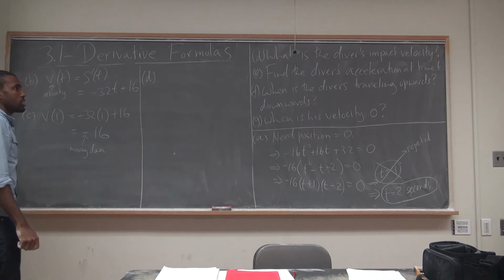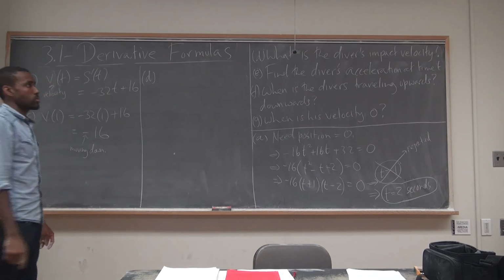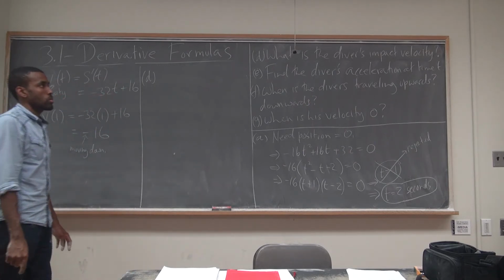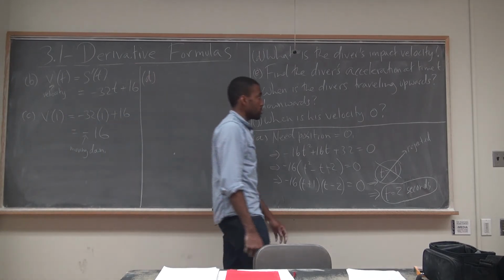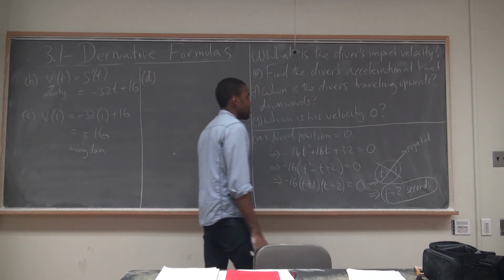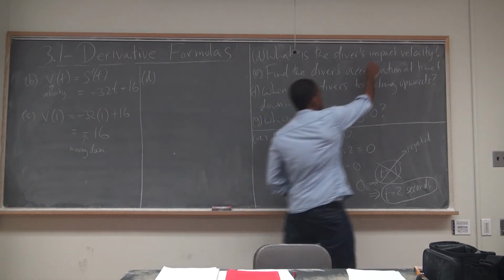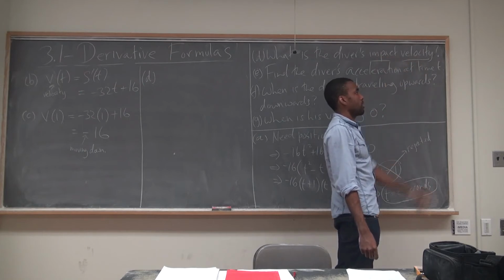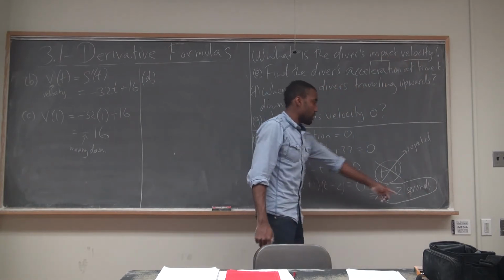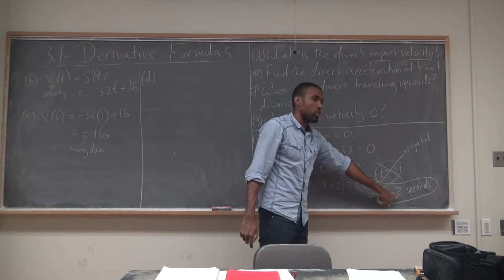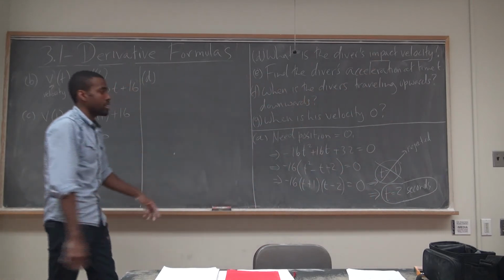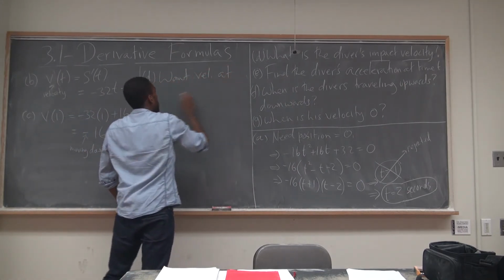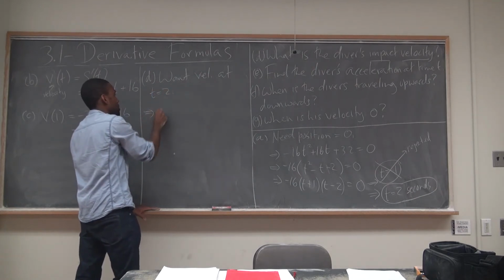D. What is his impact velocity? Plug in 2 into the velocity. Well, there are 2 keywords here, impact and velocity. So I know I'm looking at the velocity function, but impact. I know his impact happens at 2 seconds, and I want to know his velocity at that time. So here I want the velocity after 2 seconds. This means I just want v of 2.